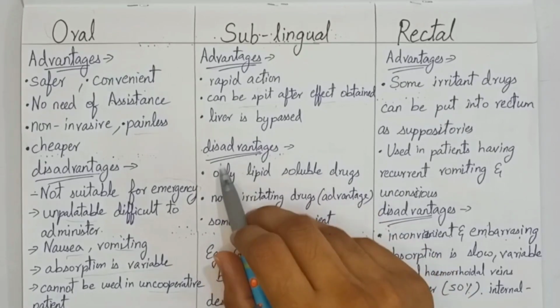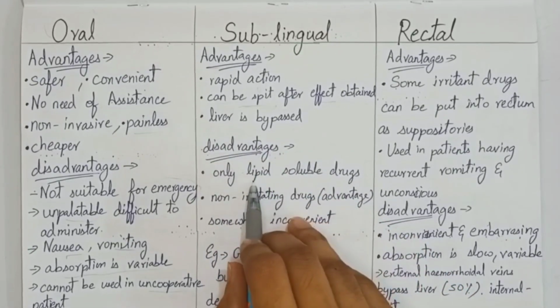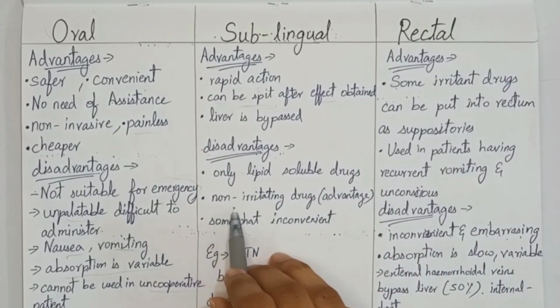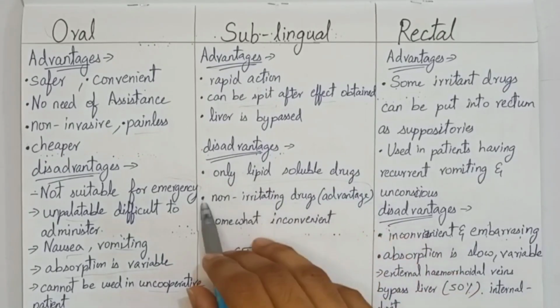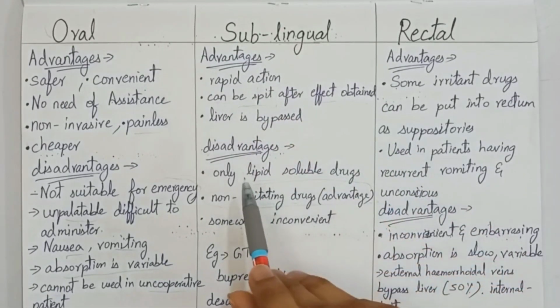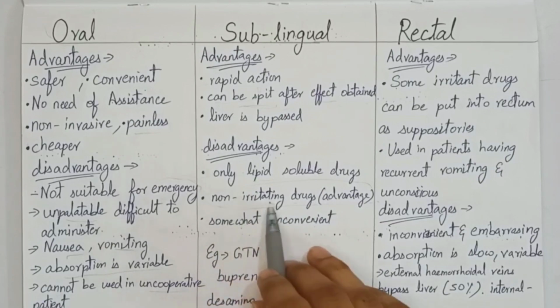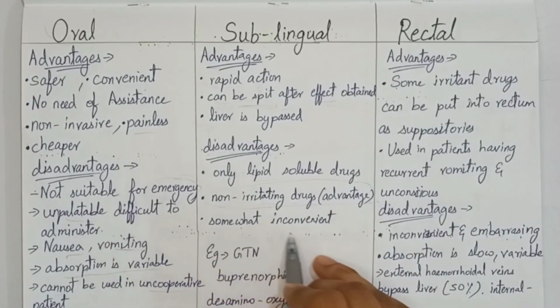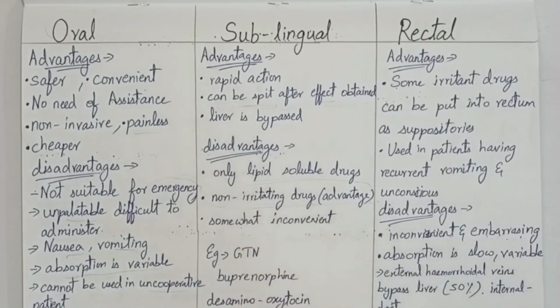The disadvantage of the sublingual route is that only lipid soluble drugs are normally absorbed. An advantage of this route is that non-irritating drugs can be given. It is somewhat inconvenient to keep it under the tongue. Examples are glycerol trinitrate, buprenorphine, desamino-oxytocin.